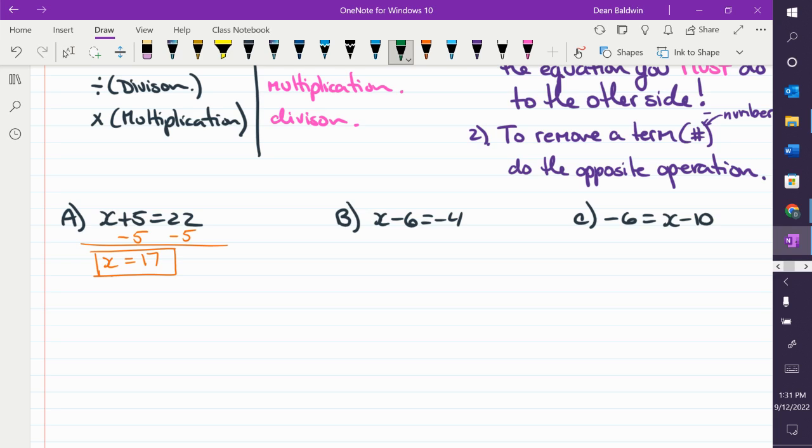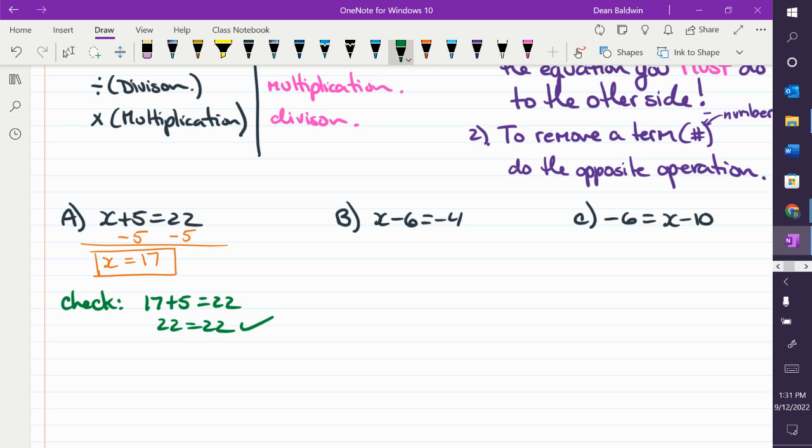So the check, or verification, some people call it, is to put 17 in for X. So I get 17 plus 5. 17 plus 5 is? So you get 22 is equal to 22, and you know you did it right. This becomes a lot more important when the questions get more complex.